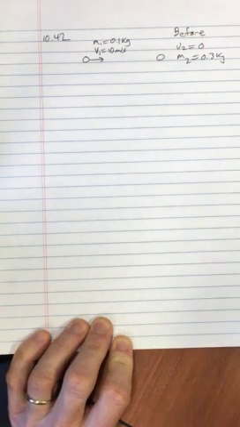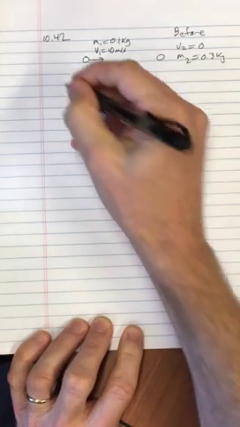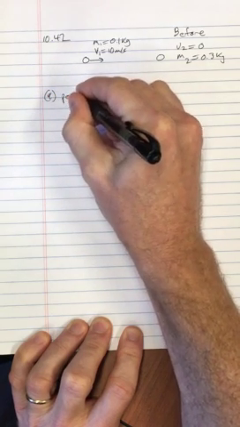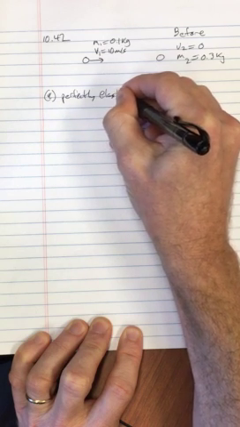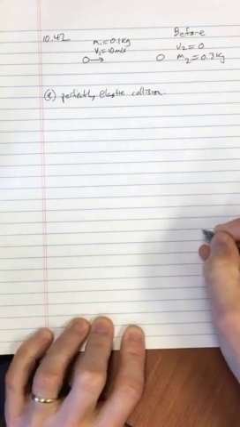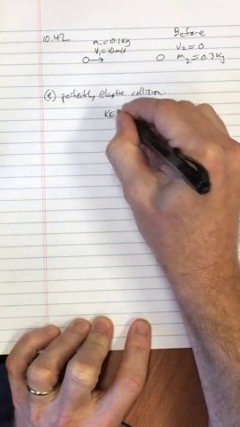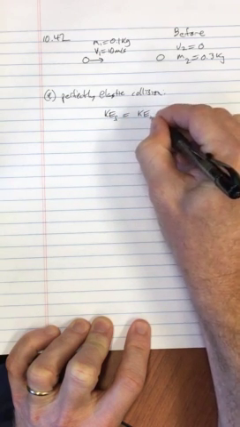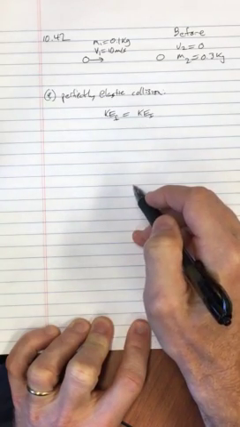And the question asks, what are the final velocities of each ball if the collision is perfectly elastic or perfectly inelastic? So we'll start with a perfectly elastic case. In a perfectly elastic collision, kinetic energy is conserved. So the kinetic energy after the collision is equal to the kinetic energy before the collision. Final kinetic energy equals the initial kinetic energy.